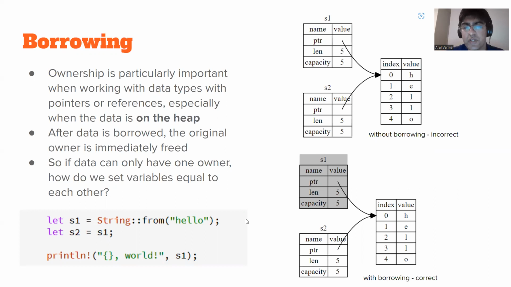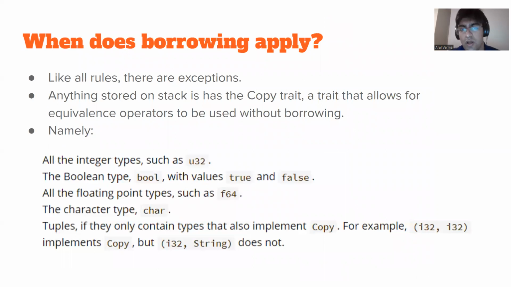This brings up an interesting question, though. Because data can only have one owner, and once the original owner gives the data to someone else, it gets freed, how do we set non-primitive variables, like strings, equal to each other? How do we get a situation where s1 and s2 are both equal to the same string in different places in memory? You can create two separate strings, but you can also make a copy, right?